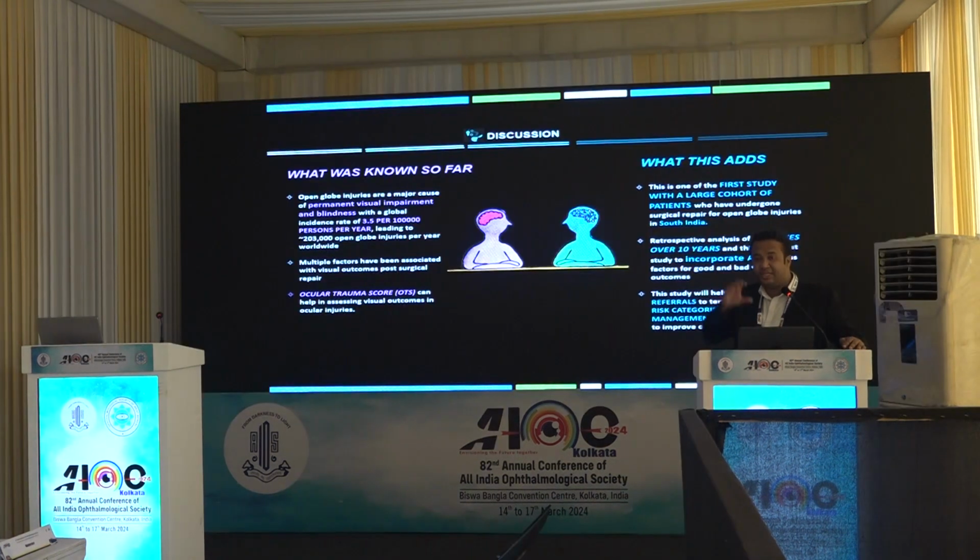So we cannot obviously change the known or non-modifiable factors. Cataract being present preoperatively, we can't change that. If it's a large corneal scleral tear, we can't change that. But what we can dwell on and intervene at our level, even if you're not in an institute and you're planning to refer, is talk to the referring doctor and refer at the right time.